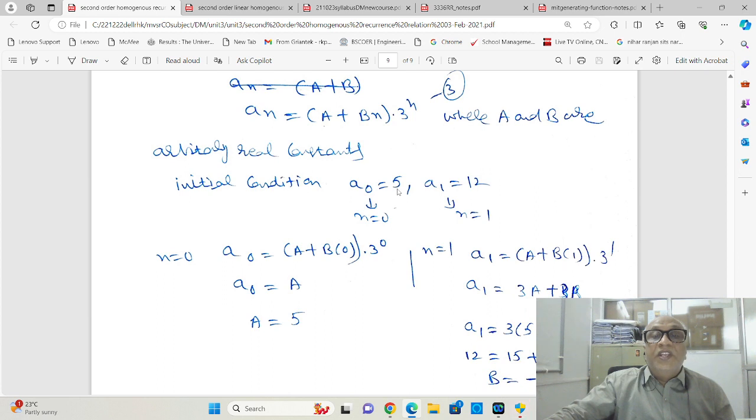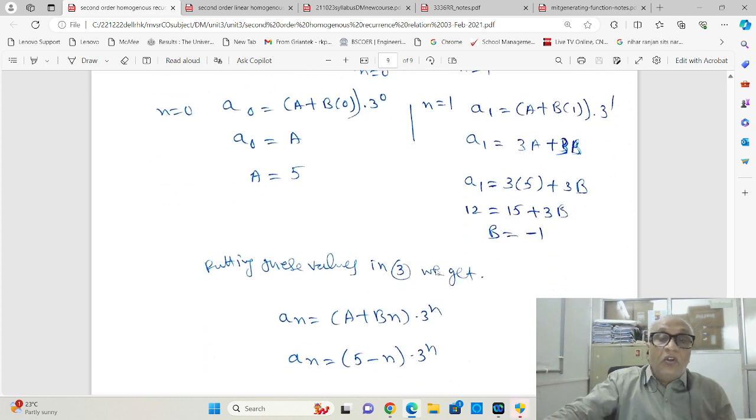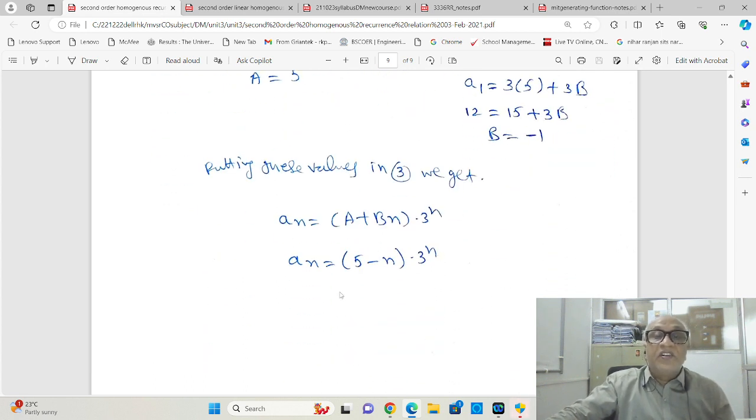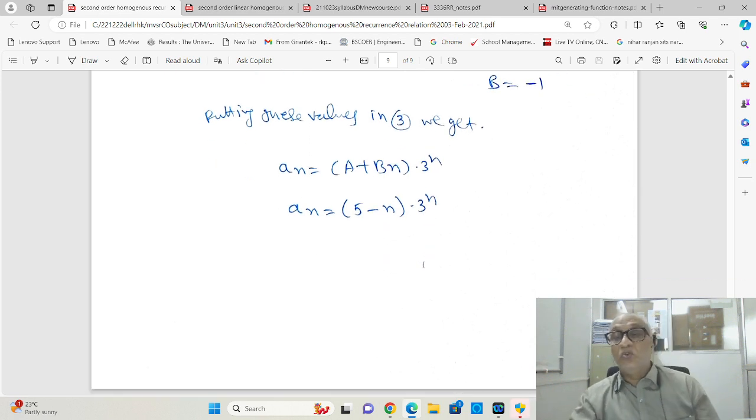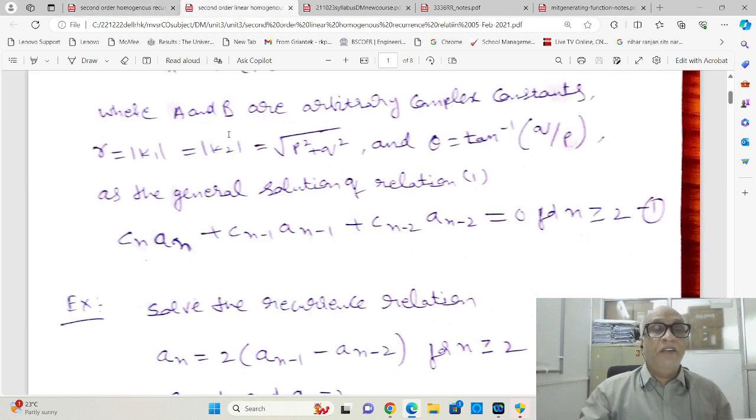Here the value of a0 is 5 for n equal to 0, a1 is 12 for n equal to 1. So for a0, calculate by substitution and you will be getting the value of a as 5. Then you will be getting the value of b as minus 1. Put this in the equation and you will be getting the solution as a n equal to 5 minus n multiplied by 3 to the power of n. We will take one more last example and then we will stop.